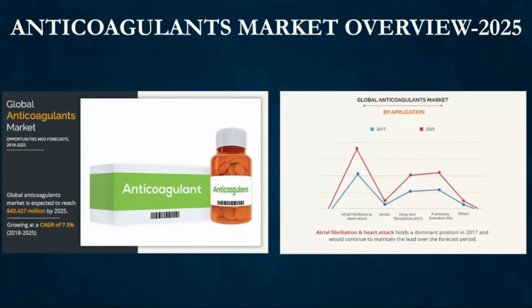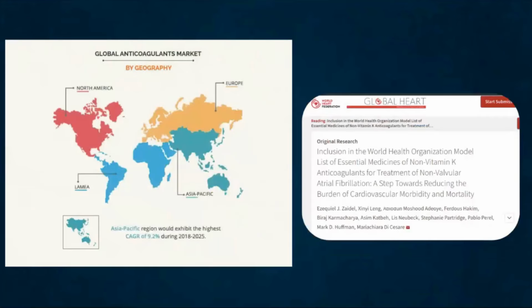So why are we talking more about the anticoagulant market? It is because the Asia Pacific region stands fourth among all the countries in the world in commonly using anticoagulant agents. And this is growing at a CAGR of 7.5 percent up to 2025. And because of this importance, the World Health Organization has also added the anticoagulant agent to its list of essential medicines, the non-vitamin K anticoagulants, in order to prevent non-valvular atrial fibrillation.